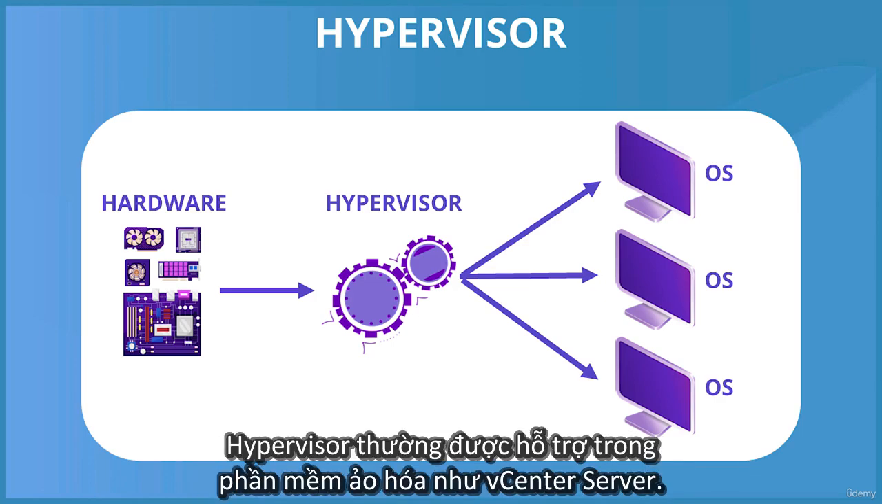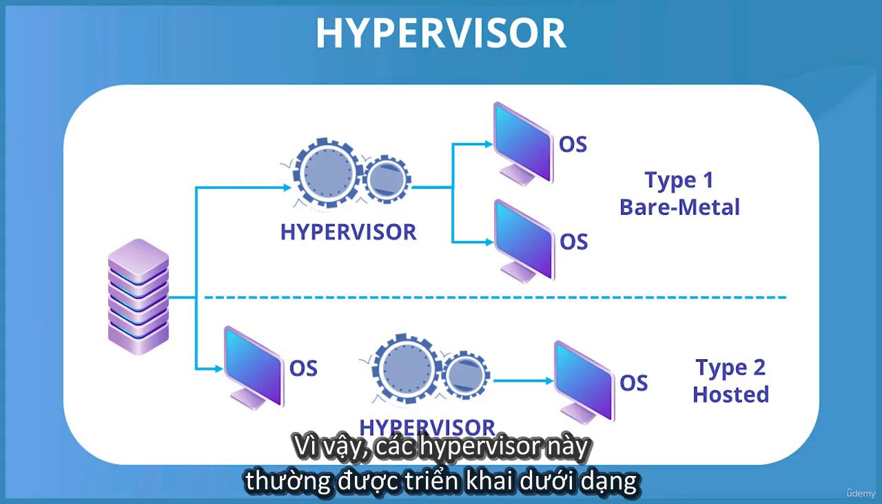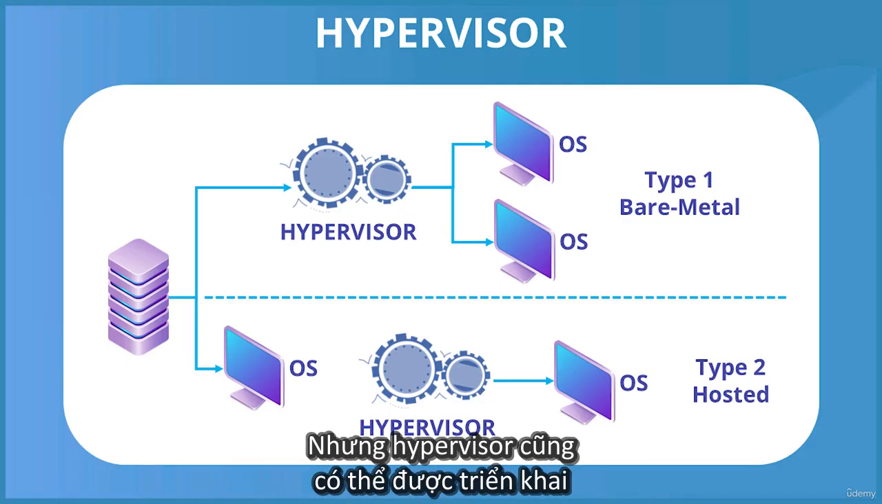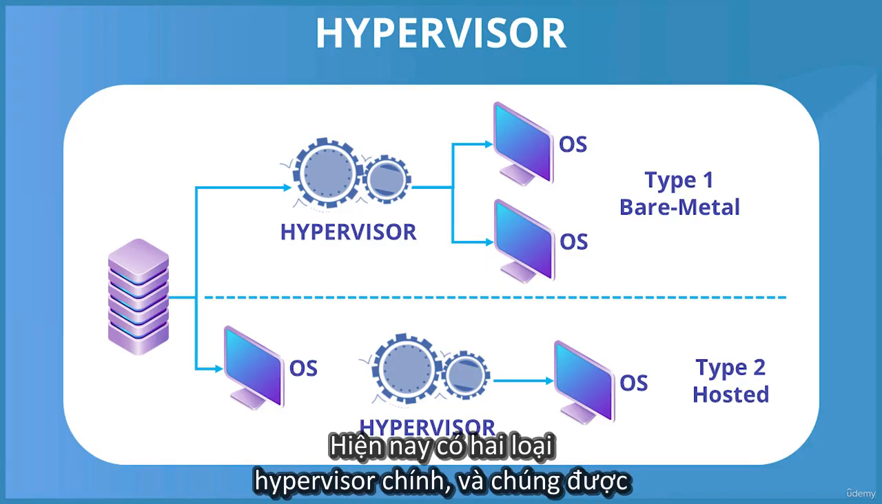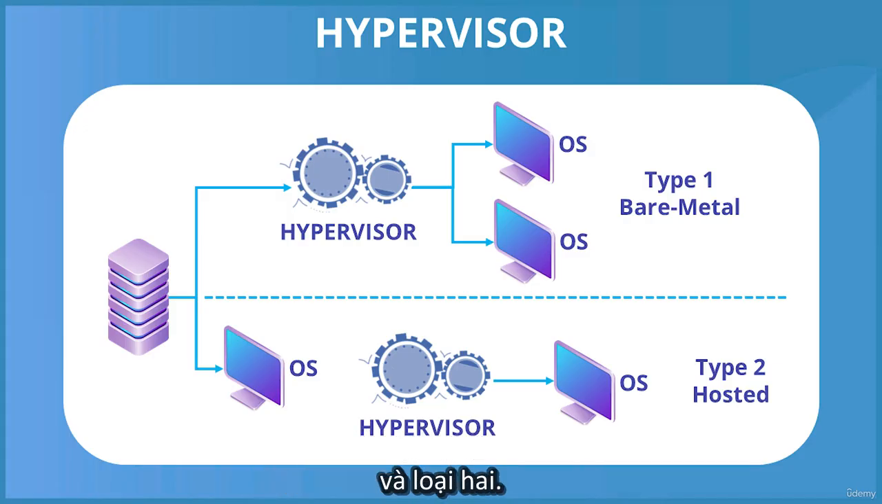Hypervisors are commonly supported in virtualization software such as vCenter Server. All right, so these hypervisors are traditionally implemented as a software layer, such as VMware vSphere or Microsoft Hyper-V. But hypervisors can also be implemented as code embedded into a system's firmware. Now, there are two principal types of hypervisor, and they are cleverly named Type 1 and Type 2 hypervisor.